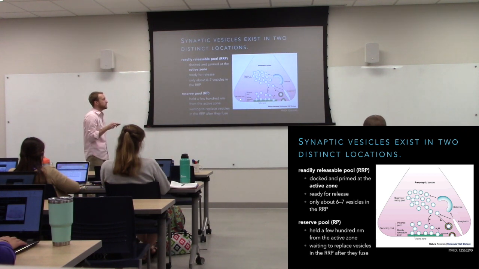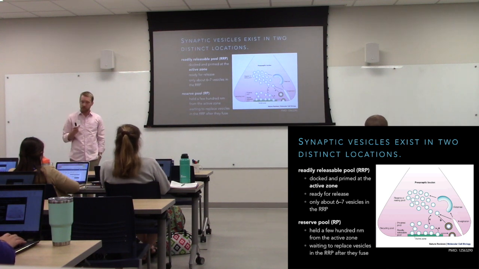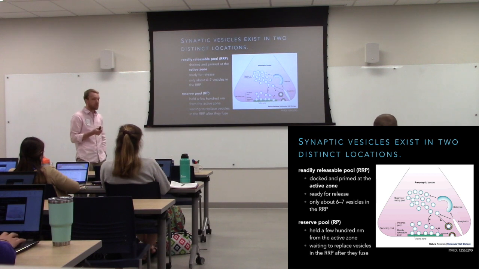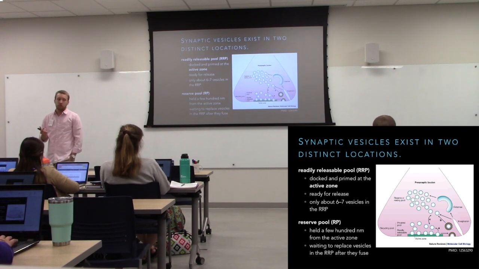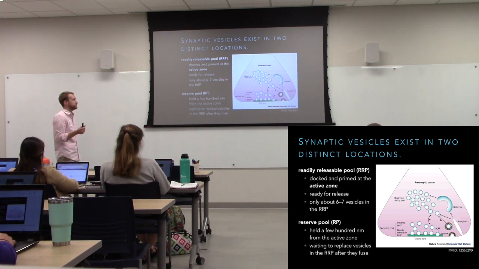So your readily releasable pool is the pool of vesicles that you can readily release. They're right there at the active zone. They're docked very close to voltage-gated calcium channels, and when the action potential arrives, some of them will fuse. Probably not all. It depends on the synapse. But in the central synapses, you're probably going to have 1 or 2 vesicles fuse. That's about it. It's a chance event, though.